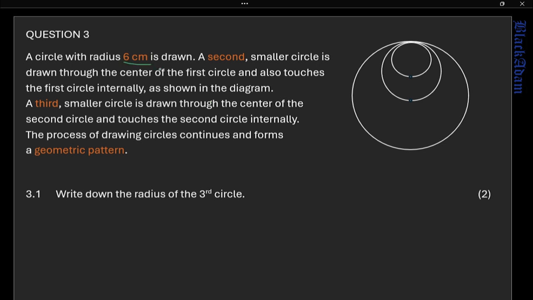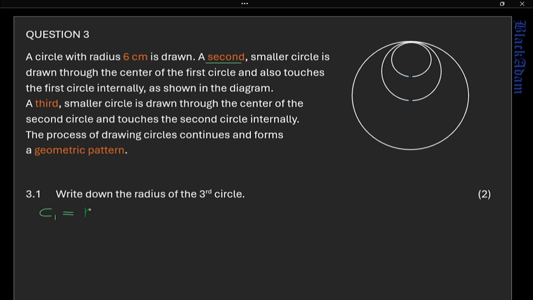Okay, so we have 6 centimeter there, and that's the diameter, the radius for cycle 1. Then we have a diameter for cycle 2, which is the radius of cycle 1, and the radius of cycle 2 is the diameter for cycle 3. And then we have the second cycle, the third cycle, and the geometric pattern, that's the equation based on geometric pattern.